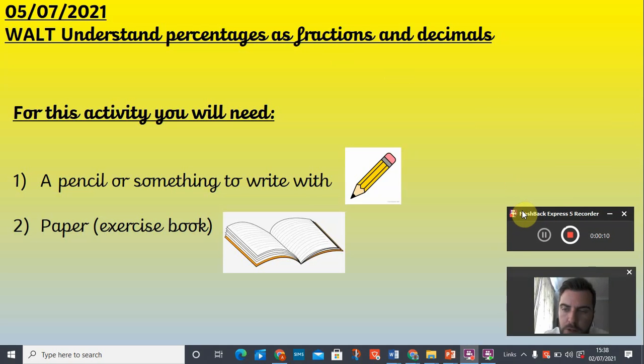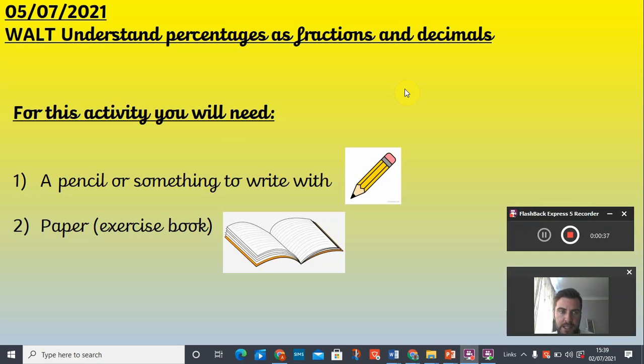It's the 5th of the 7th, 2021, and we're learning to understand percentages as fractions and decimals. We've spent an awful amount of time recently on fractions and decimals, and we've got a real good understanding of them. Your first lesson on Friday just gone was understanding fractions. Understanding percentages. Now we're going to begin to combine all three.